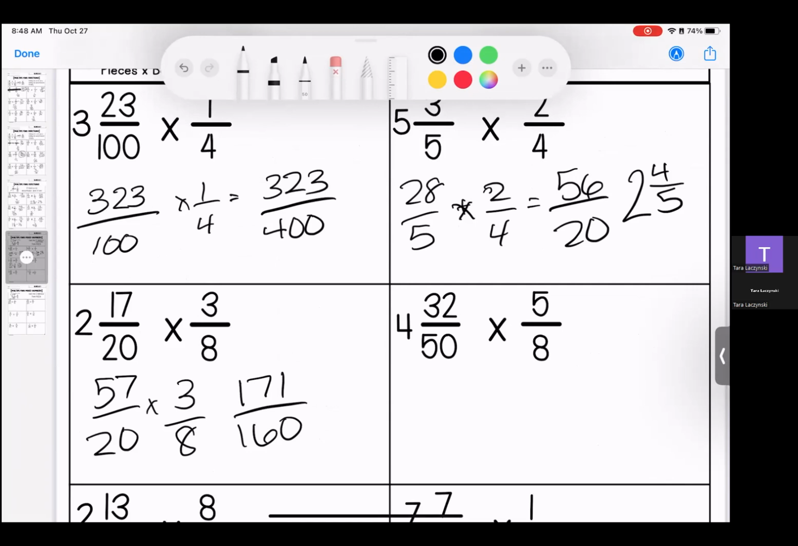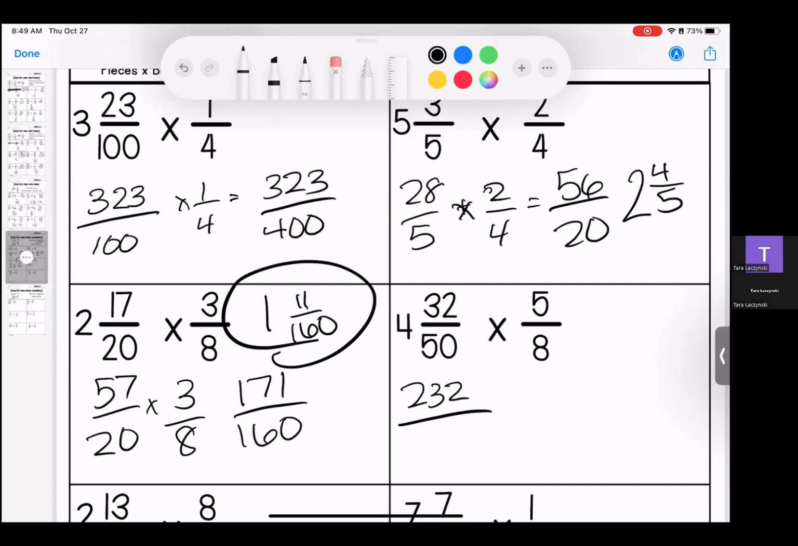Simplify. How many 160s can I take out? Well, I can take out 1. That leaves me with 11. And that's actually not going to simplify any further. 11 is prime. It doesn't divide into 160, so that is simplified as is. 50 times 4 is 200. Add 32 is 232 over 50 times 5 over 8.